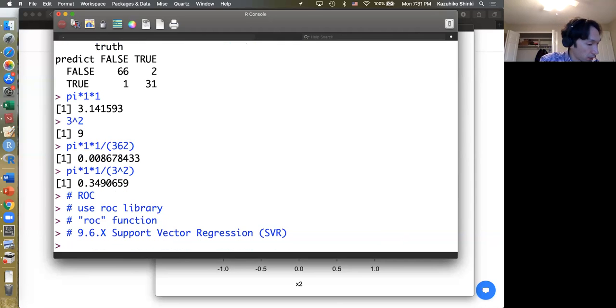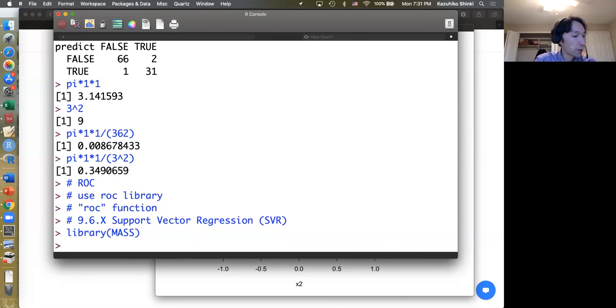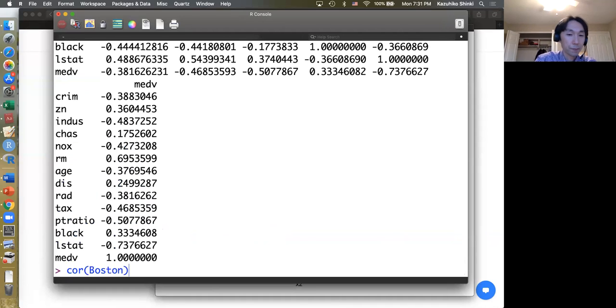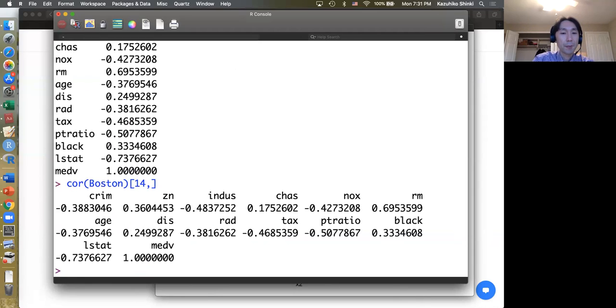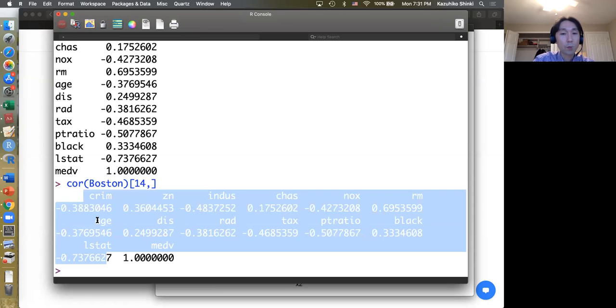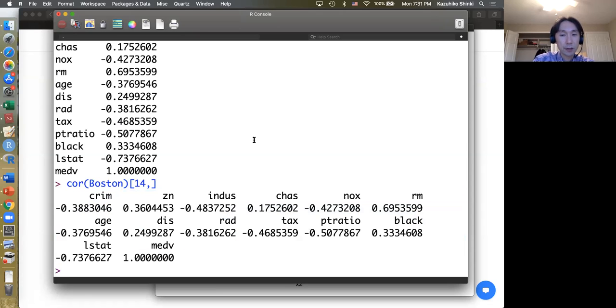Some people refer to this as support vector regression, or SVR. We use the MASS library and the Boston dataset. The Boston dataset is for real estate prices, and we have 14 variables. The median value of houses is the response variable, and the other 13 are predictors.